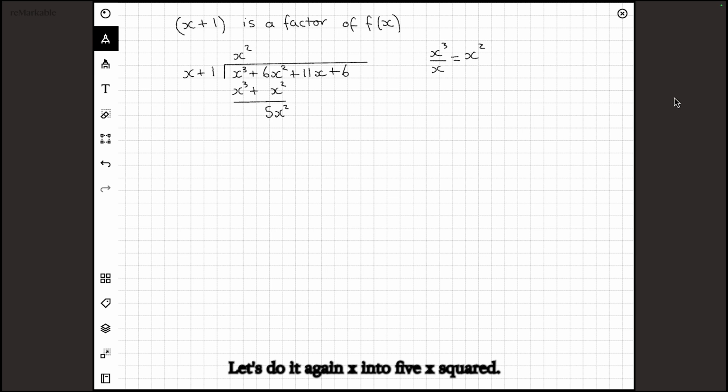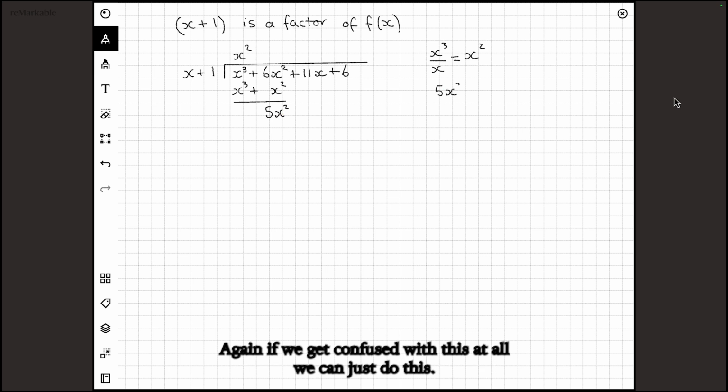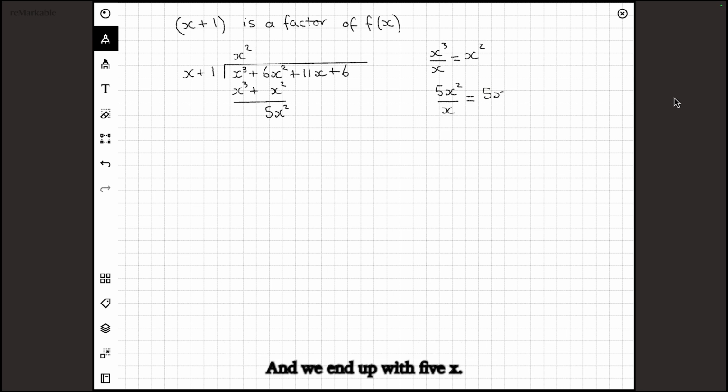Let's do it again. x into 5x squared. Again, if we get confused with this at all, we can just do this and we end up with 5x. So 5x is there. x times 5x is 5x squared. We've got that already. 1 times 5x is plus 5x. Let's take that away and we end up with 11x take away 5x, which is 6x.